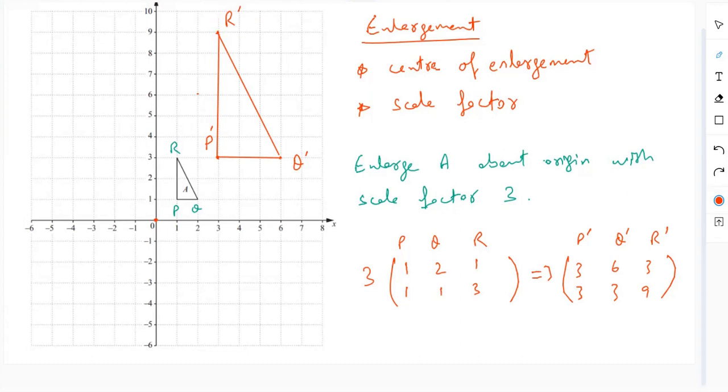You can also do it like this. You can do it graphically using a ruler, and you can also do it using vectors like this. Is this clear to everyone?